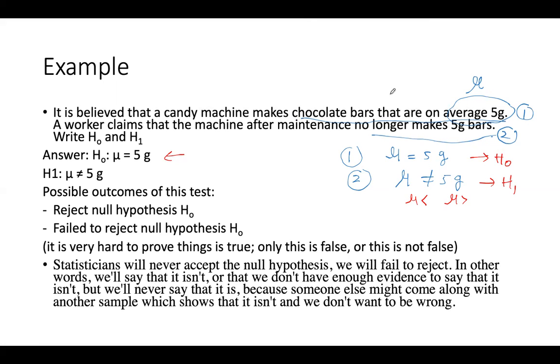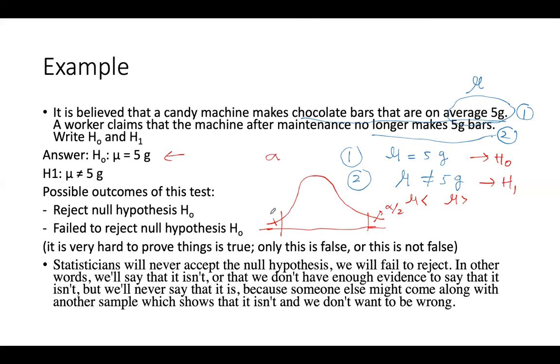Okay, and then the possible outcome of the test can be reject the null hypothesis or fail to reject the null hypothesis. In this case, because it is an inequality, it can be lower, it can be higher. So it's using one tail or two tail. So yes, it's going to use the two tail.